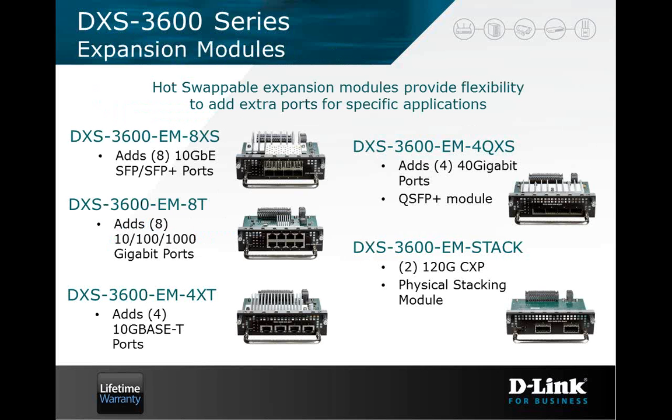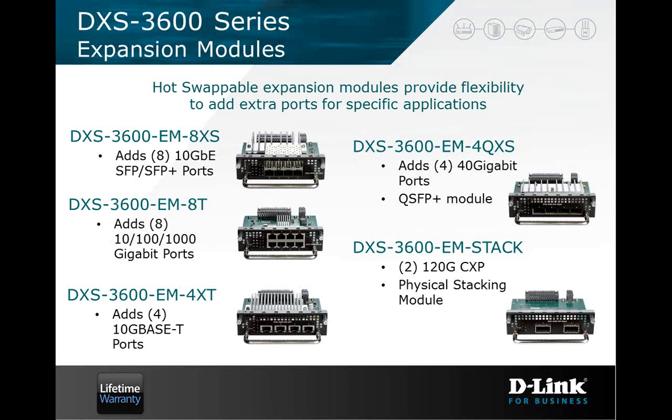And here are the choice of expansion modules. So you can see I can add 8 more 10 gig SFP+ ports, or I could add 8 gigabit 10/100/1000 copper ports. I could add 10G-base-T ports to the switch. Up on the upper right, you can see that's the 40 gig module, so I could add 4 40 gig ports. And this would be used in the example where I showed 40 gig uplinks from the aggregation layer up into the core of the network. And then there's a stacking module as well that would be used for stacking multiple switches, and those, by the way, are 120 gig ports.